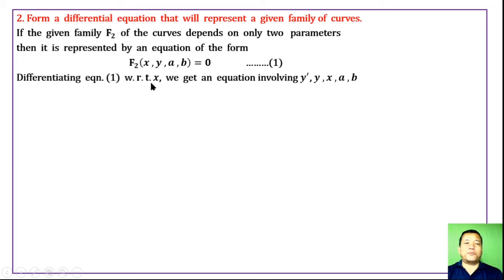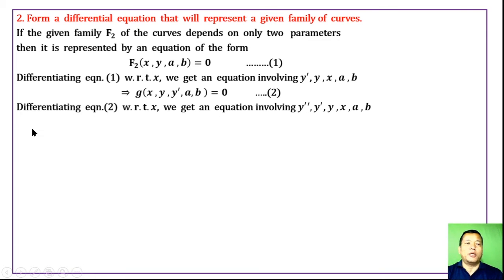Differentiating equation 1 with respect to x, we get an equation involving y dash, y, x, a, b. We call this equation 2. Again, differentiating equation 2 with respect to x, we get an equation involving y double dash, y, x, a, b, that is, an equation in x, y dash, y double dash, a, b equal to 0, equation 3.